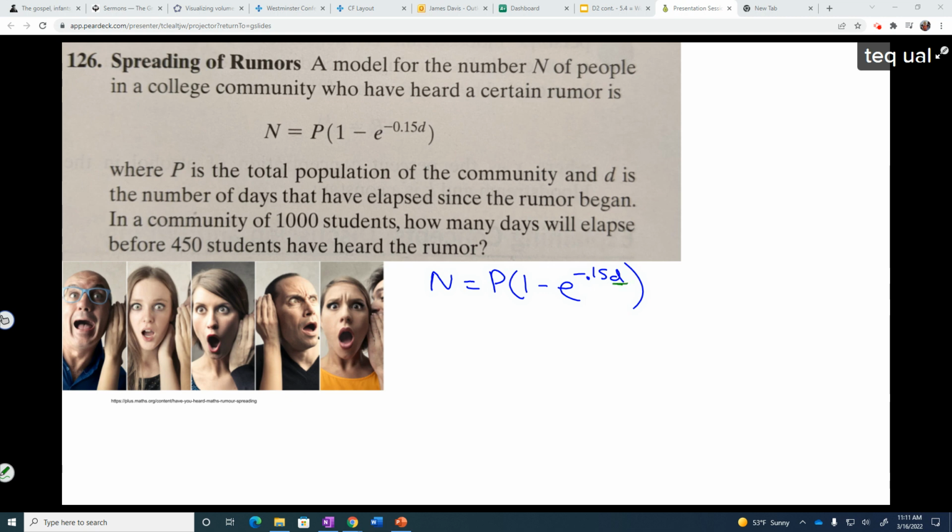which means every other variable needs to be replaced. E is not a variable though, E will stay E, E is a constant, so we need to replace N and P. So we have two other numbers, 1,000 and 450. Which one's N and which one's P? Yeah, P is 1,000, right? The population. So 1,000 is P. That's how many total people there are. And then N's got to be this 450, right? We want to know when the number is equal to 450. Good. And then everything else will just stay as is.